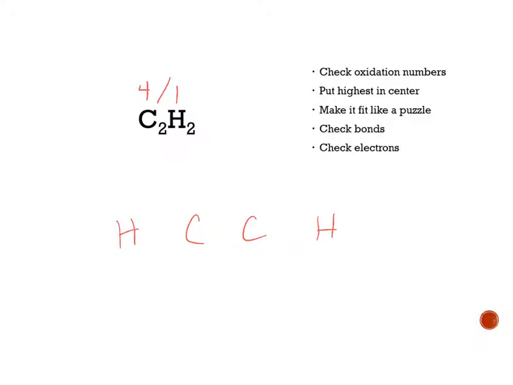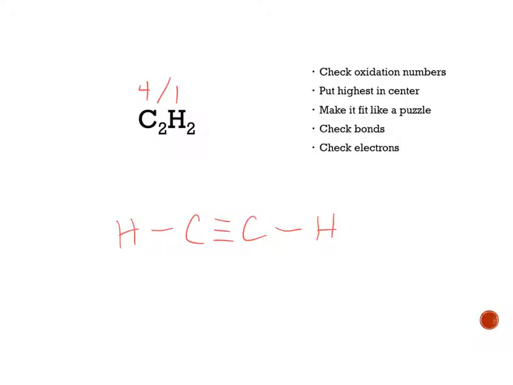Okay? Now, the carbons are going to want 4 bonds. The hydrogens are going to want 1 bond, right? So I'm going to start by putting my 1 bond to each hydrogen. That's all that I can put there. But my carbons still need 3 additional bonds, right? So in order to make this work, I have to put a triple bond in between the 2 carbons. So 1, 2, 3, my triple bond.